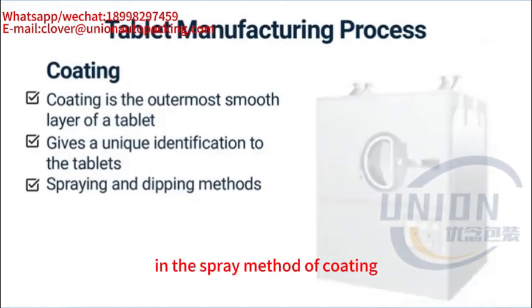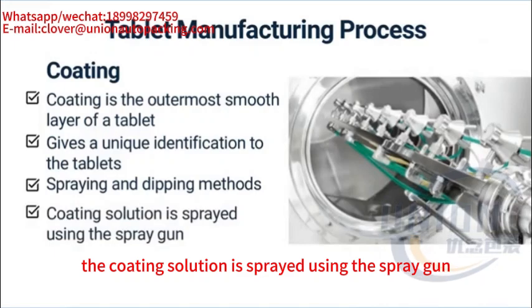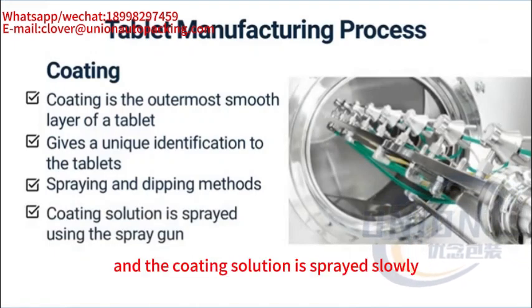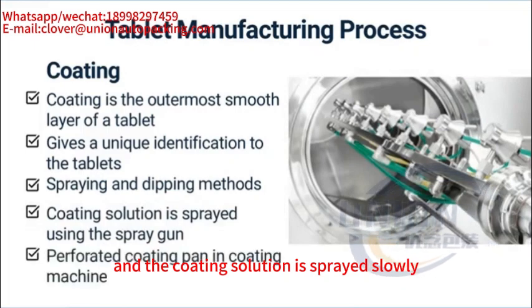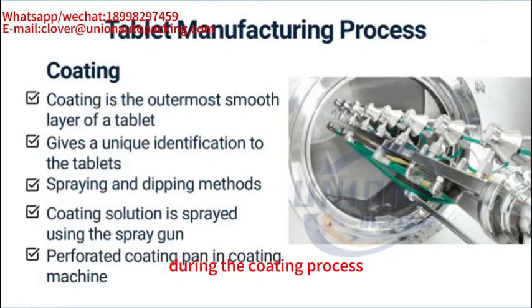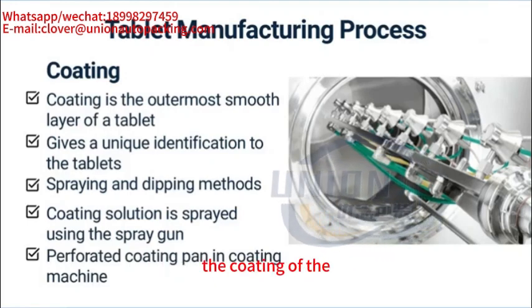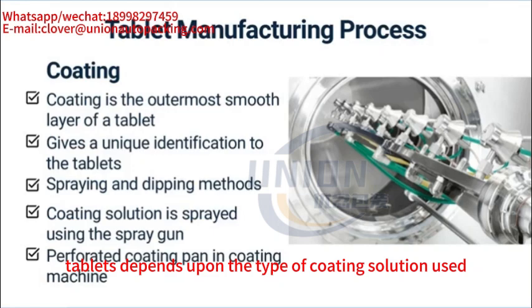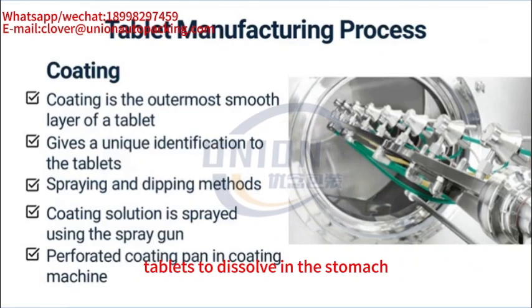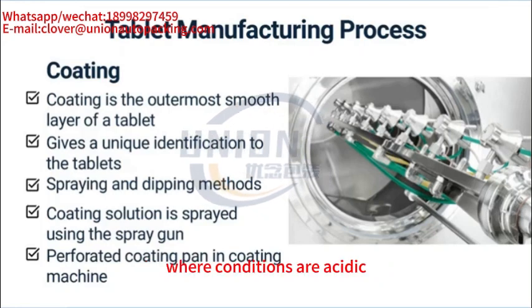In the spray method of coating, the coating solution is sprayed using a spray gun. Tablets are placed in a perforated coating pan, and the coating solution is sprayed slowly. Air passes through the holes of the perforated pan to dry the tablets during the coating process. The coating of the tablets depends upon the type of coating solution used. The coating makes it possible to prevent enteric coated tablets from dissolving in the stomach, where conditions are acidic.